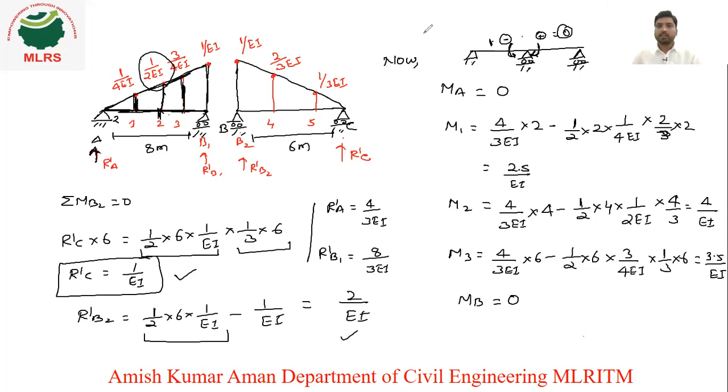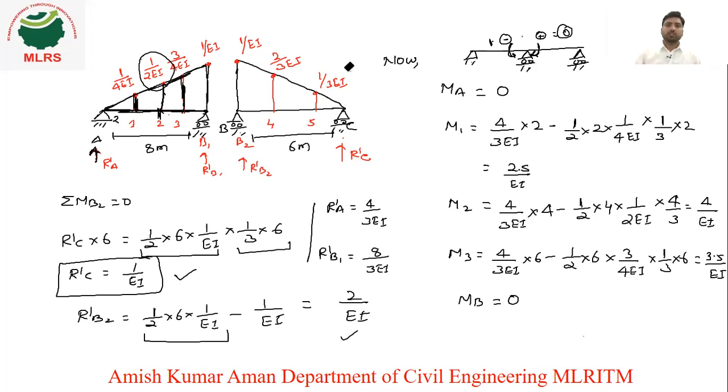Oh sorry, here it is 1 by 3 only. 1 by 3 into 2, right? So we have that value of 2.5 upon EI. Okay, by mistake I just wrote here 2 by 3, but it is actually 1 by 3 only. Here also you can see 1 by third of span 4, so 4 by 3. Here also 1 by third of 6 only, because from here we are calculating, right? So if you calculate, you will get 2.5 EI, here you will get 4 by EI, and here it is 3 by 5 EI, and the MB value is 0.